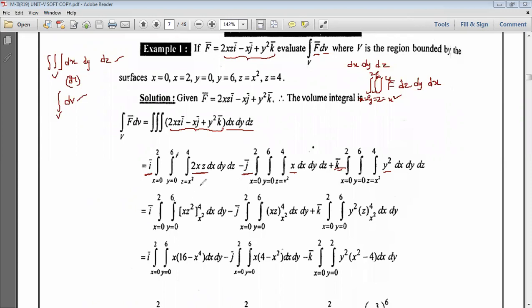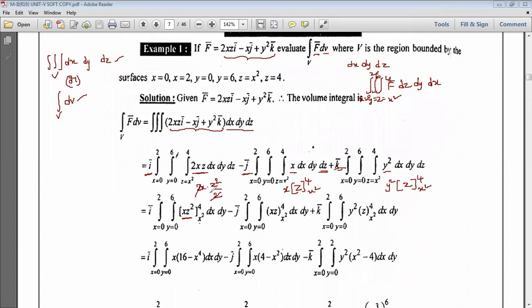The first thing is to apply integration with respect to z. Here x stays as it is, so 2x as it is. The z integration is z square by 2, the 2s cancel, and we get x z square between the limits x square to 4. Coming to the next, x is a constant and integral dz is z between the limits x square to 4. Next, y square is a constant, and integral dz is z between the limits x square to 4.